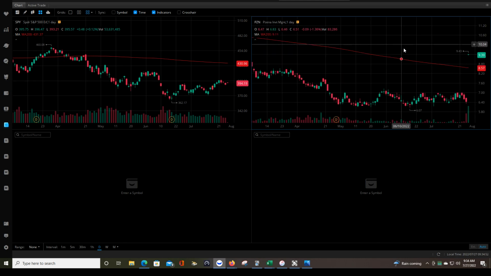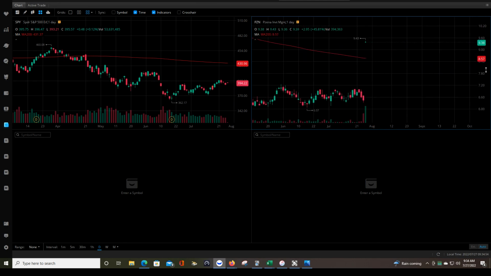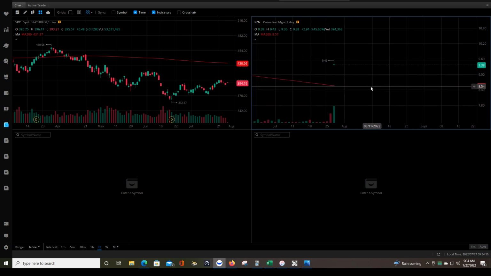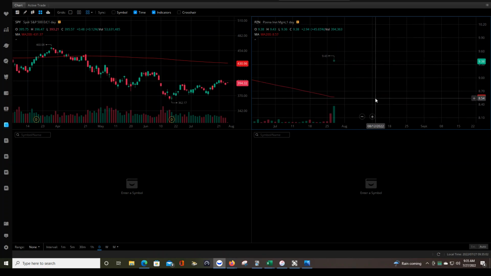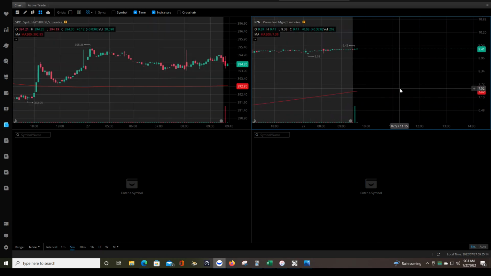All right, so this one we do have to consider just because it's above the 200 MA here. It's very far away, so I'm not going to mark out where the 200 MA is. And it's also very far away from 5%, so I don't really need to mark that out. But what we can do is place some lines here on the chart.